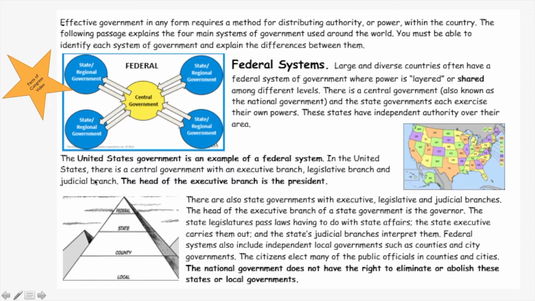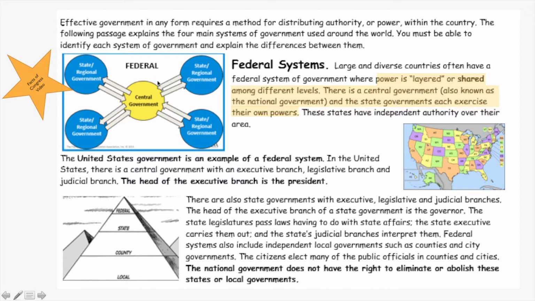In the United States, there is a central government. Here's the central government, with an executive branch, the legislative branch, and a judicial branch. The head of the executive branch is known as the president. So before I go too far, let's go ahead and highlight some of these important facts. Here's the definition of a federal system of government. It's where power is layered or shared among different levels. The central government and the state governments each exercise their own powers.